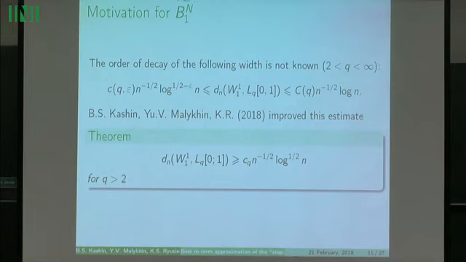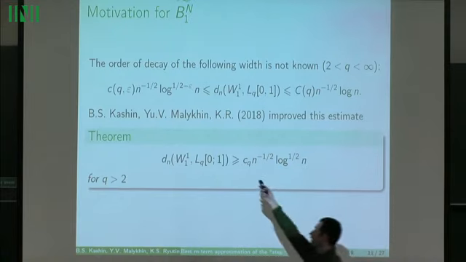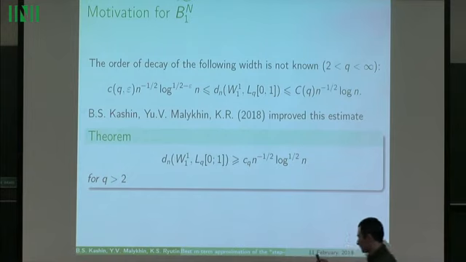And we made a tiny improvement of this estimate, so we got rid of this epsilon here. How does it look? So we got rid of this epsilon, and we made a better lower estimate. It's the first result.